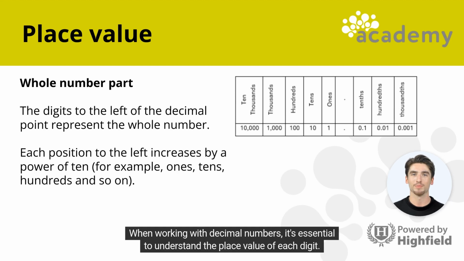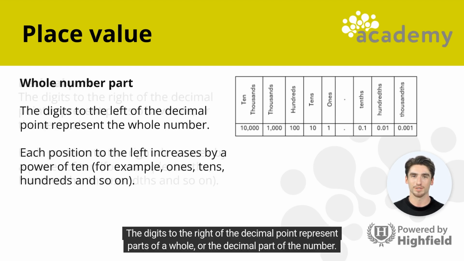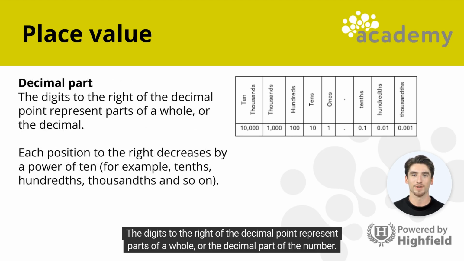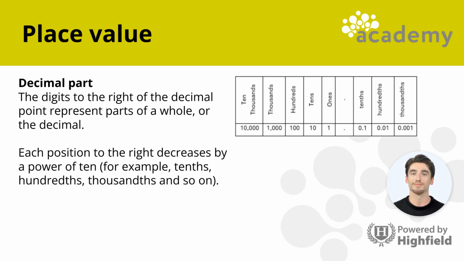When working with decimal numbers, it's essential to understand the place value of each digit. Here's a breakdown to help you grasp this concept. The digits to the left of the decimal point represent the whole number. Each position to the left increases by a power of 10. The digits to the right of the decimal point represent parts of a whole or the decimal part of the number. Each position to the right decreases by a power of 10.